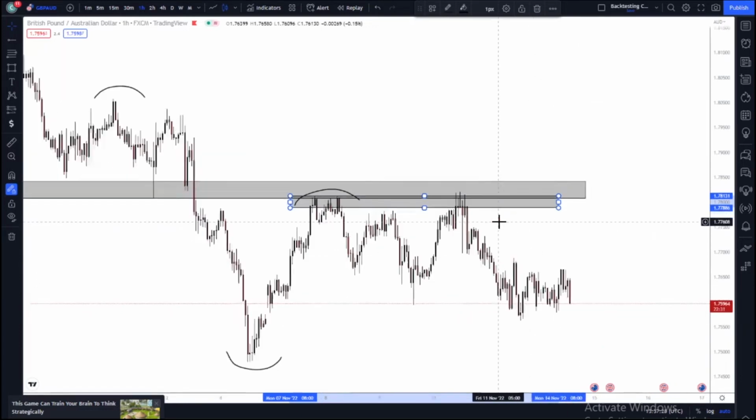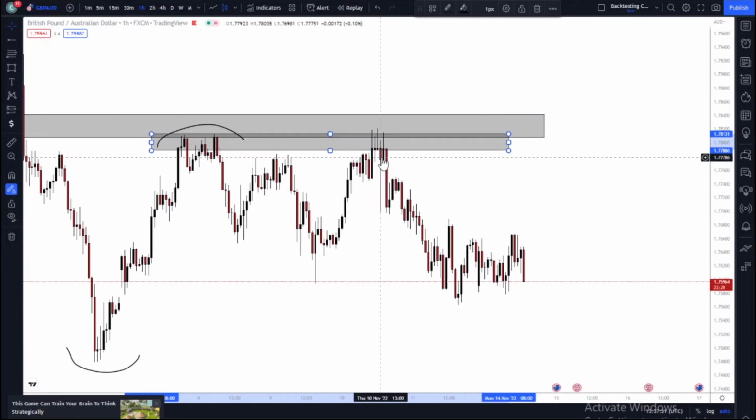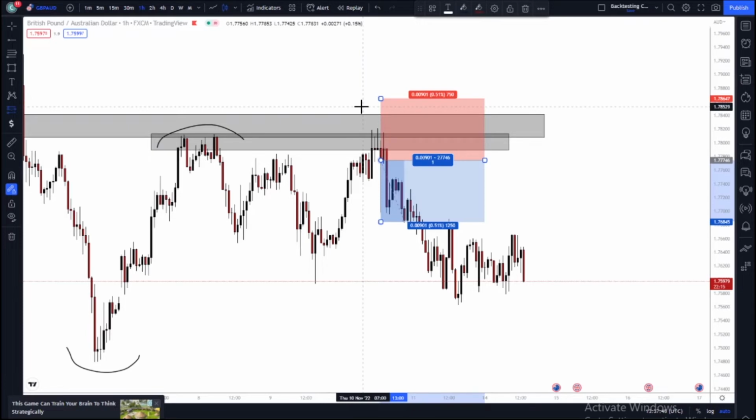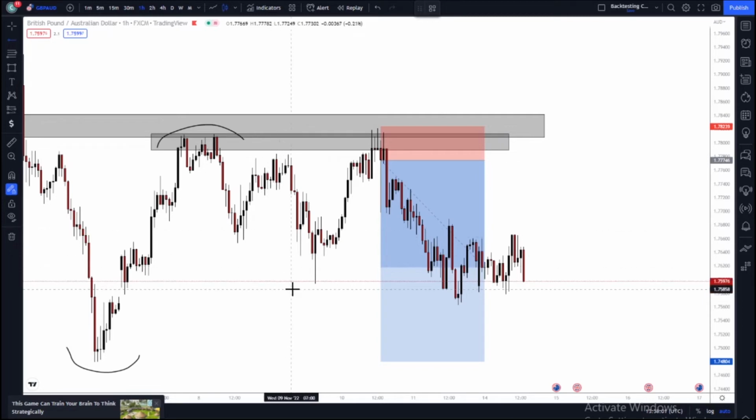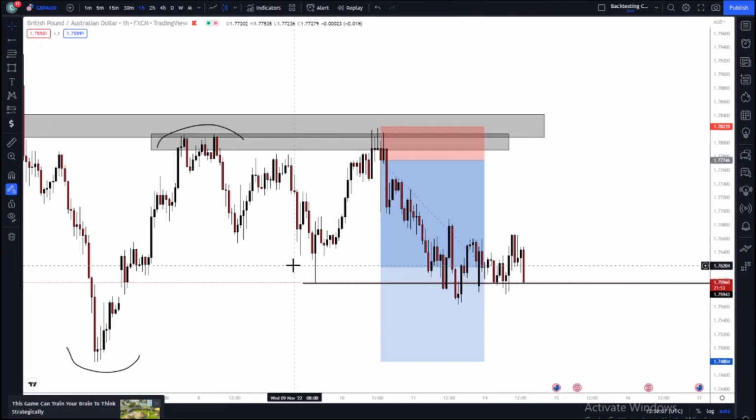So after the closure of this bearish candle right here, I knew price was going to drop. I know sellers were in the market. So what did I do? After the closure of that candlestick, I entered the trade. I entered on sells. Placed my stop loss right on top of this wick. My take profit right here, and my first take profit right here. As simple as that.